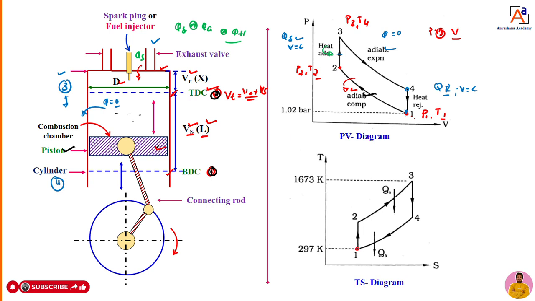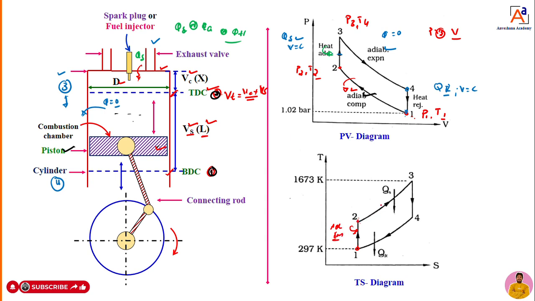TS diagram. Process point 1 to 2. 1 to 2 is compression. That means the piston is moving from BDC to TDC. This is process 1, the compression process. But there is no heat transfer, so we can call it adiabatic compression.